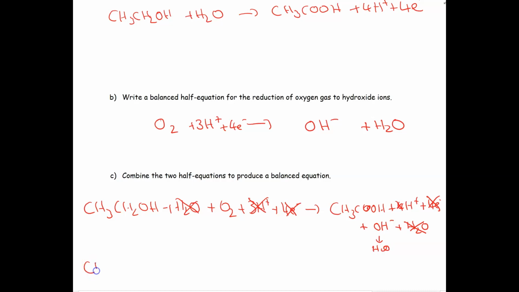So your final result should be ethanol plus oxygen goes to ethanoic acid plus water. And you should always check and make sure it balances at the end. Carbons are balanced. Your oxygens, you've got 3 oxygens here, you've got 3 oxygens here, 3, 5, 6 hydrogens, 3, 4, 6, so it's balanced. I hope that clarifies your issues.